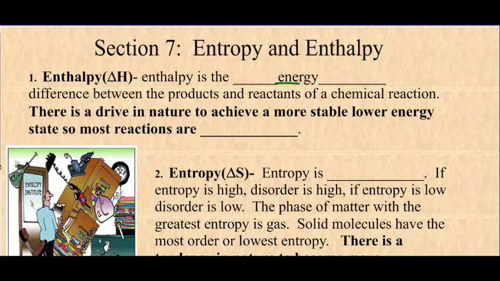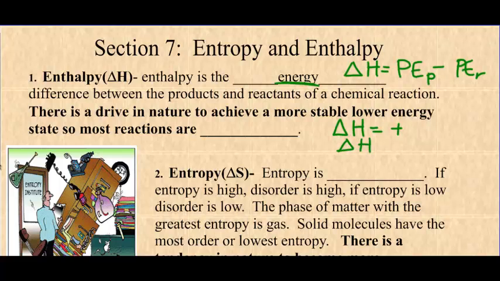And enthalpy is the energy difference between your products and your reactants, okay? So we know enthalpy, we learned it in our kinetics unit, is delta H. And it is equal to the potential energy of the products minus the potential energy of the reactants. We also know that there's two possible conditions for delta H. Either delta H can be positive, and if delta H is positive, it's endothermic, or delta H can be negative, and if delta H is negative, it's exothermic. Remember, endo means more energy is absorbed than released, and exothermic means more energy is released than absorbed.